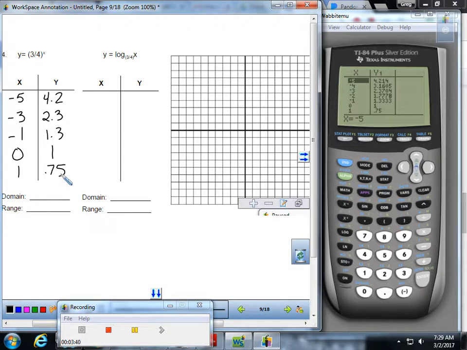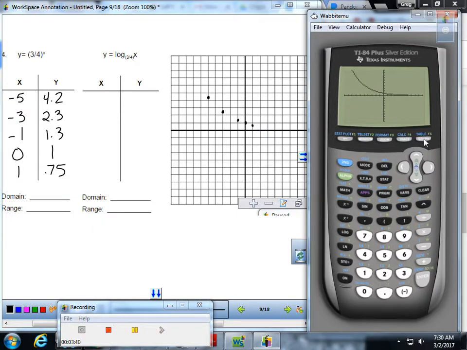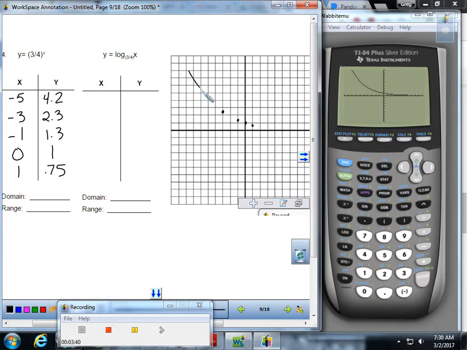All right, so look, -5, 4.2, just get it close. -3, 2.3. -1, 1.3. 0, 1, 1, 0.75. So I just remember what it looked like. That's good. My dots look like the graph on my graphing calculator. And so I'm just going to try to imagine this arc. And it's going to keep going and getting closer. And I am so proud of my first graph. That's as good as I could do. Okay?